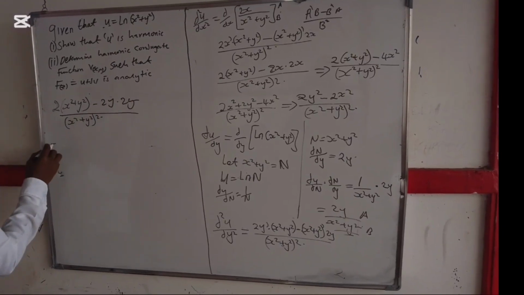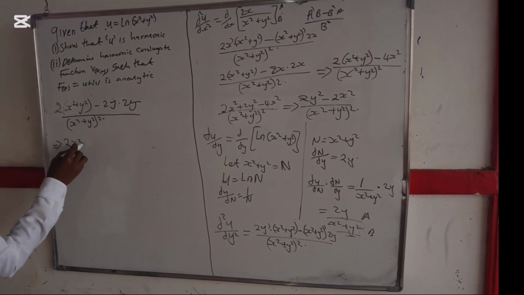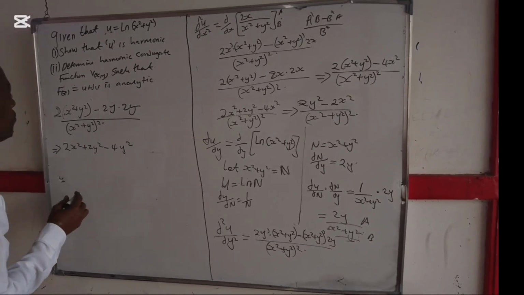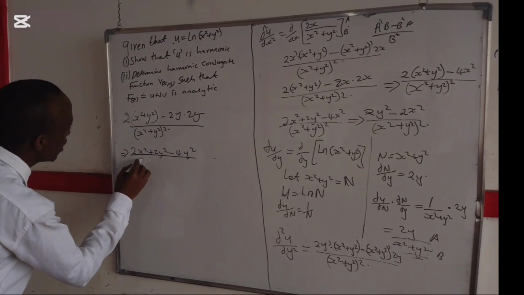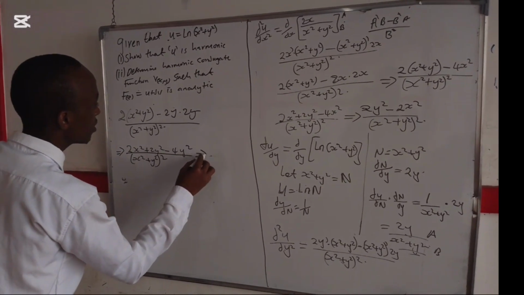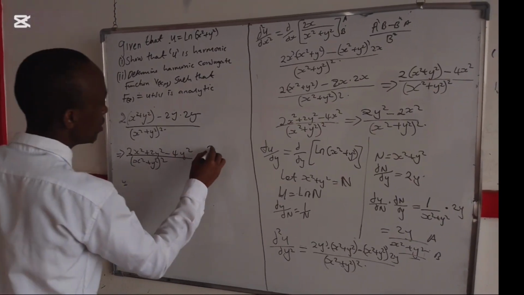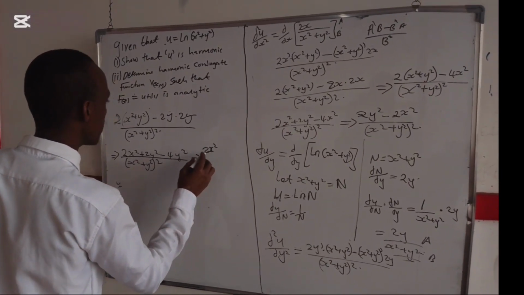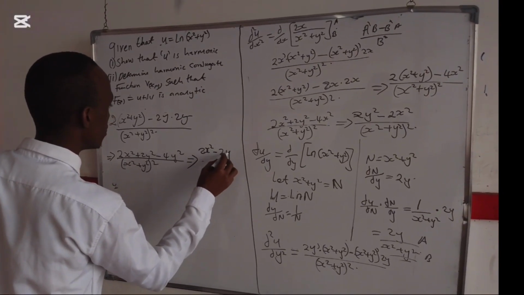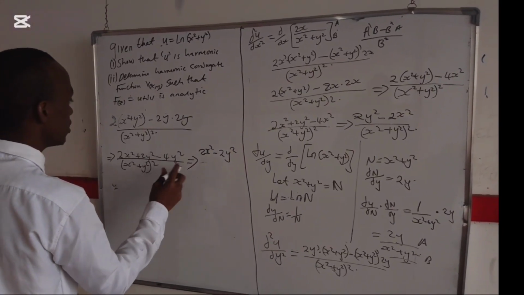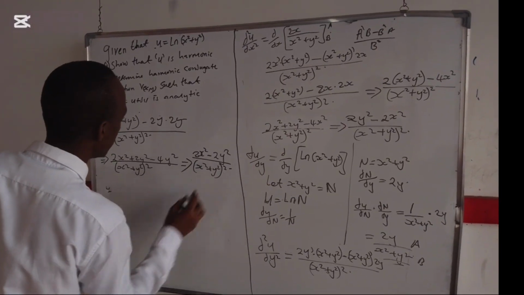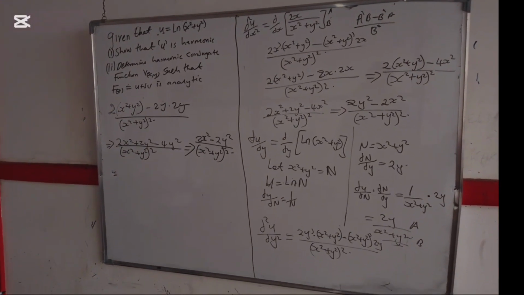This gives us 2x squared plus 2y squared minus 4y squared, divided by x squared plus y squared, squared. Again, this gives us 2x squared minus 2y squared, divided by x squared plus y squared, then squared. This is the second derivative of u with respect to y.